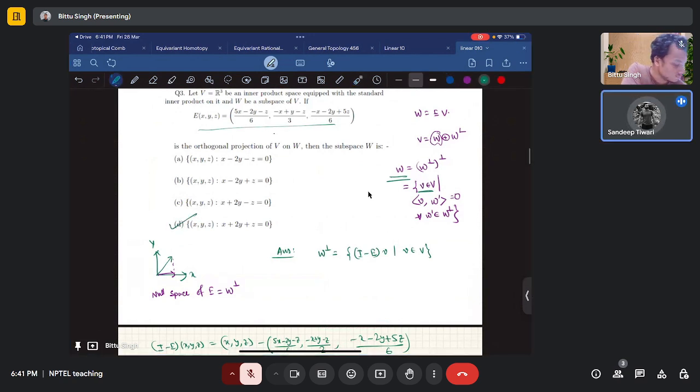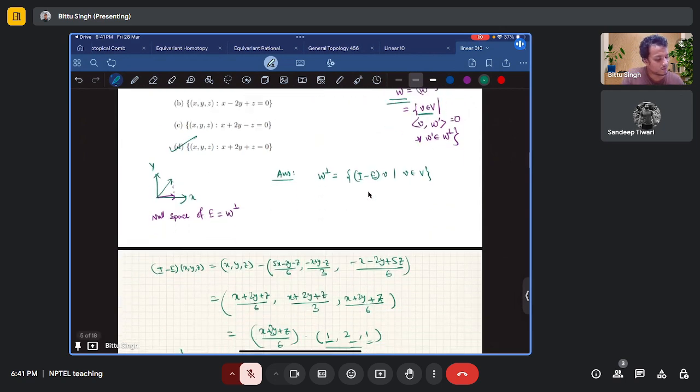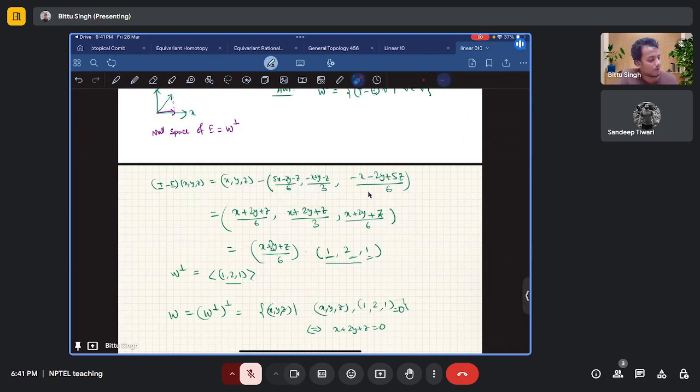Sir, alternatively, we can also try to find the null space of I minus E. Yes, you can find the null space of I minus E. That way, actually, we have done that thing. So we have taken I minus E, and we are trying to see all (x, y, z) such that I minus E of (x, y, z) equals 0, which is the same as x plus 2y plus z equal to 0. Is it okay? So we are actually trying to find the null space of I minus E.